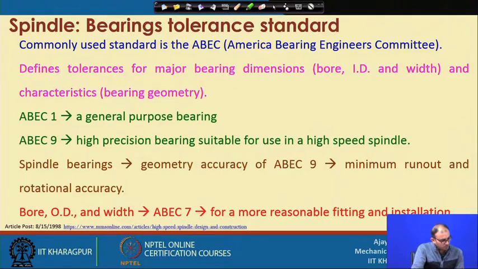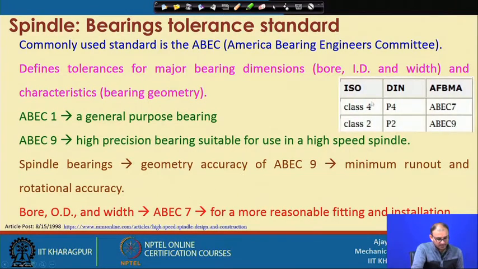So, it is better to go with ABEC 9 accuracy when you are talking about the spindle bearings. But when you are talking about dimensions, that is from the geometric point of view, it is better to go with ABEC 7, which will allow you more flexibility in fitting and installation. And these are the equivalent standards: class 4 and class 2 are the ISO. The DIN standard is given by P4 and P2. And this is what we are discussing right now, ABEC 7 and ABEC 9.